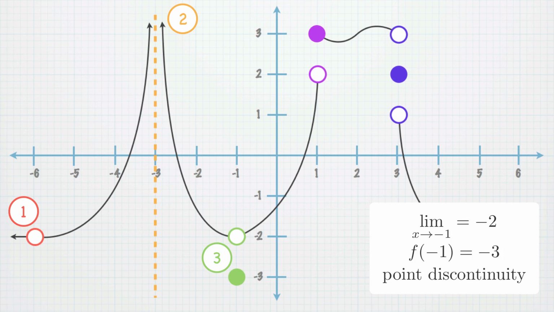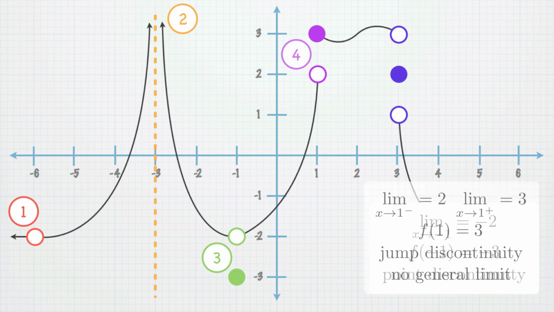At the third point, the graph has another point discontinuity at x equals -1. The value of the function there is -3 because of the colored circle being shown there, but the limit of the function is -2 because as you trace the graph with your finger from both the left and right side, the value you're approaching is -2, even though the function's value is defined as -3.